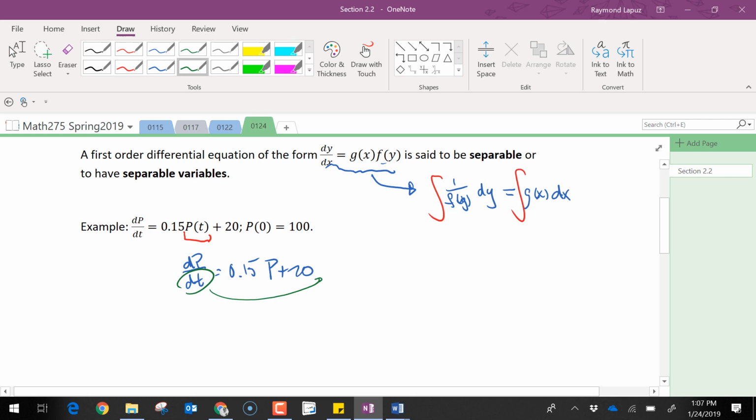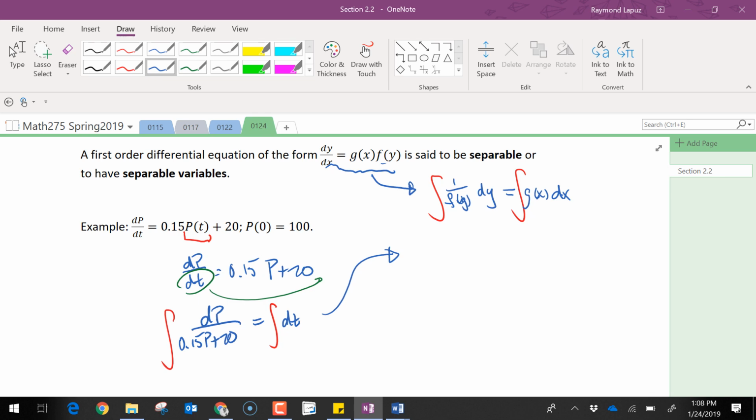So then I would have dp divided by 0.15 p plus 20 is equal to, well, I took everything over to the other side, so I just have dt left, right? I think from here I can integrate. And if I integrate that, the left hand side, do we want to do partial fractions? Do we want to do integration by parts? How would you solve the left hand side?